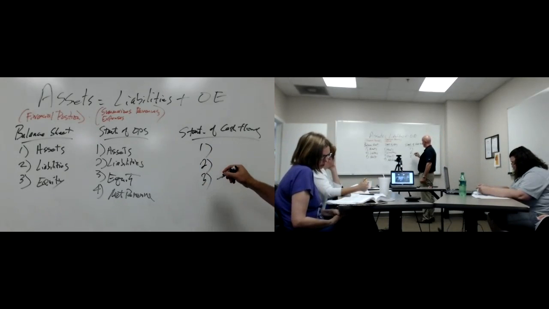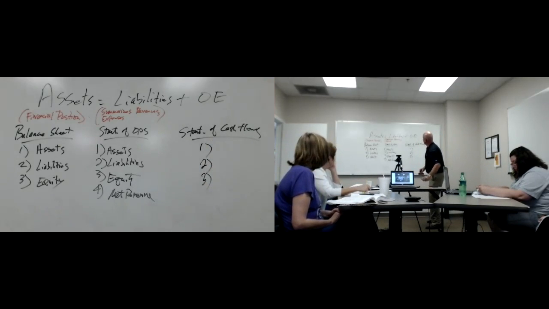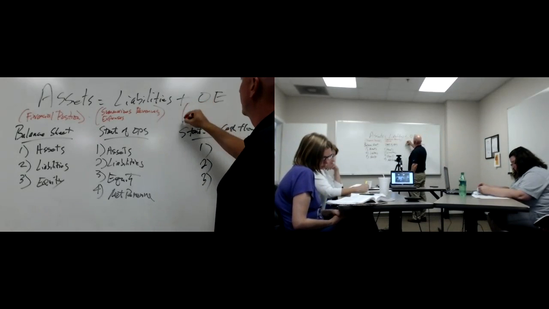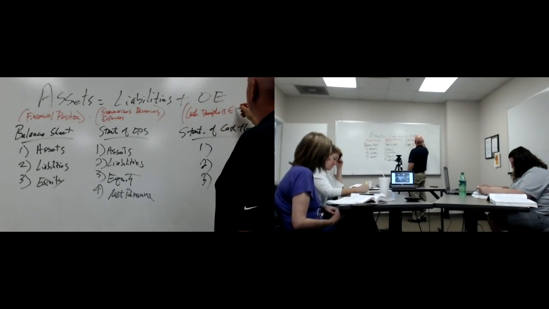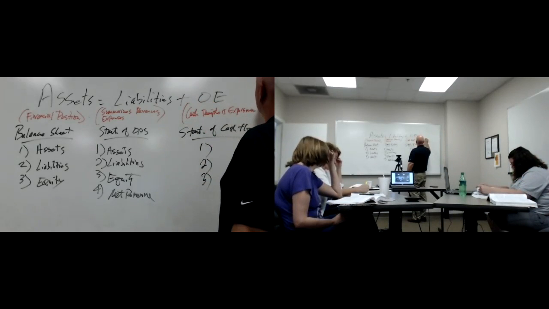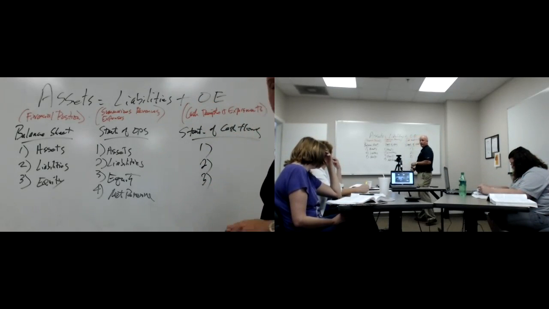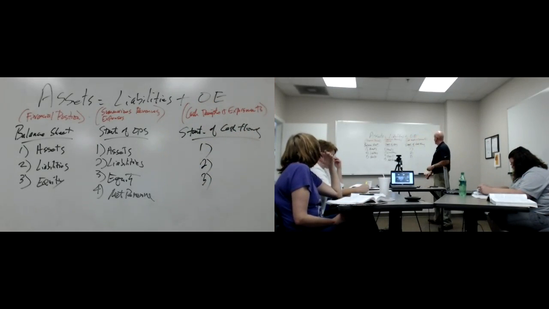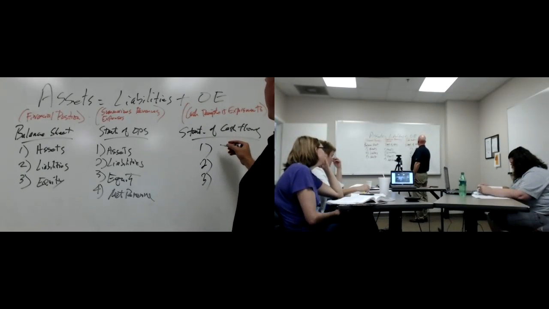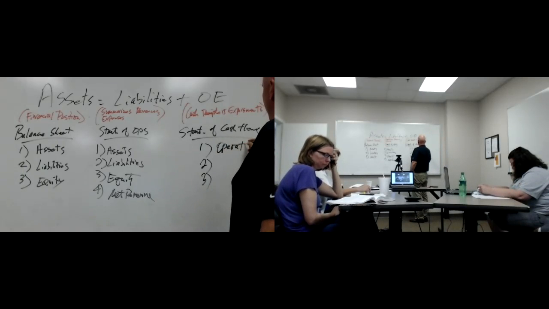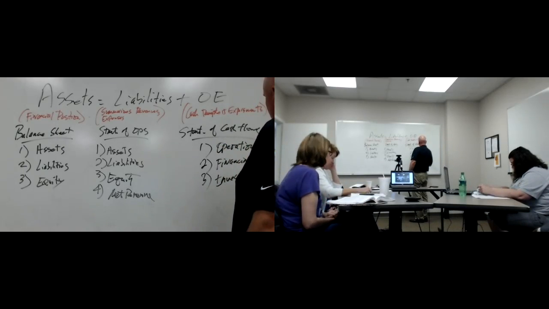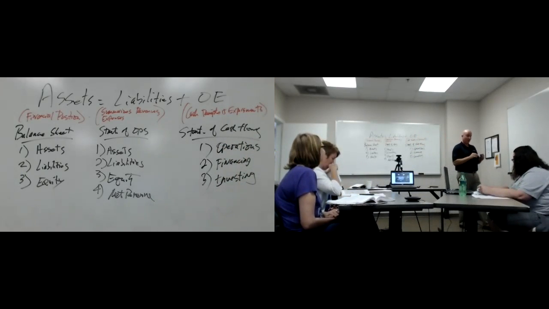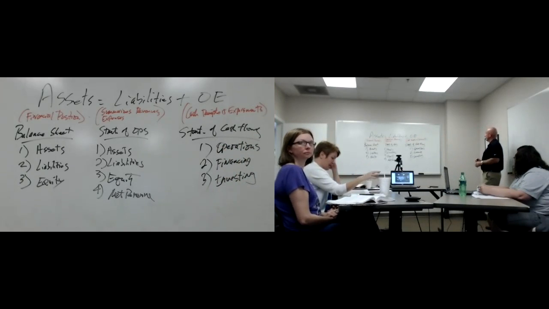It's going to show where the cash came from, the amounts of cash distribution, and where they went. Cash receipts and disbursements, coming from what three categories? Operations, financing, and investing.